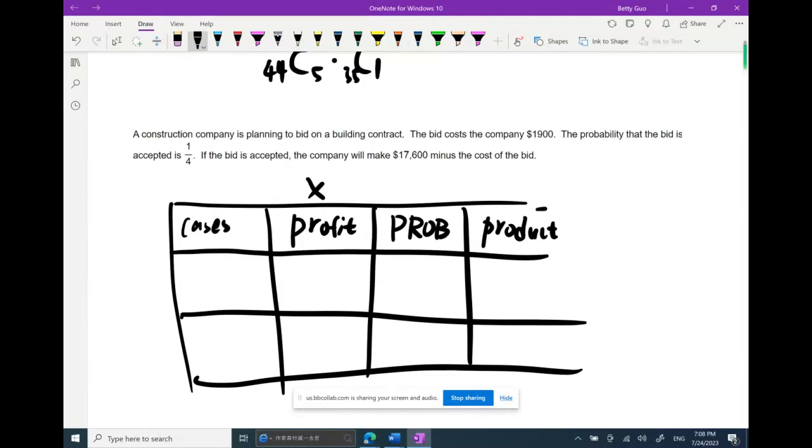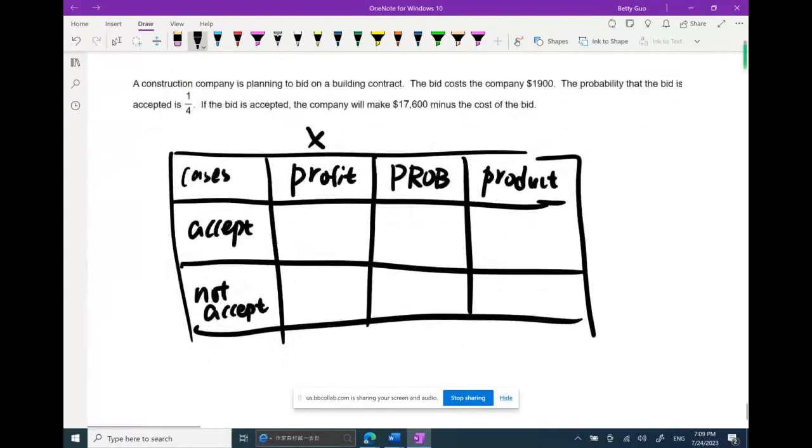How many cases do we have? We only have 2 cases. Either they accept the bid, or not accept the bid. If the bid is accepted, the company makes $17,600 minus the cost. So let's see how much is the profit. 17,600 minus 1,900. We have 15,700. And that probability is 1/4.